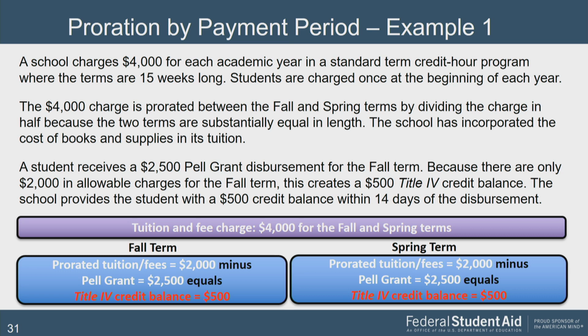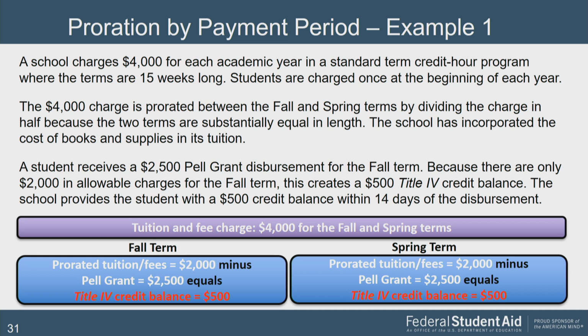The $4,000 charge is prorated between the fall and spring by dividing the charge in half because the two terms are substantially equal. The school has incorporated the cost of books and supplies into its tuition. So here we have an example where for the books and supplies, there's no real and reasonable opportunity to purchase elsewhere. It's incorporated into the tuition. The student receives a $2,500 Pell Grant disbursement for the fall term. Because there are only $2,000 in allowable charges for the fall term, this creates a $500 Title IV credit balance.